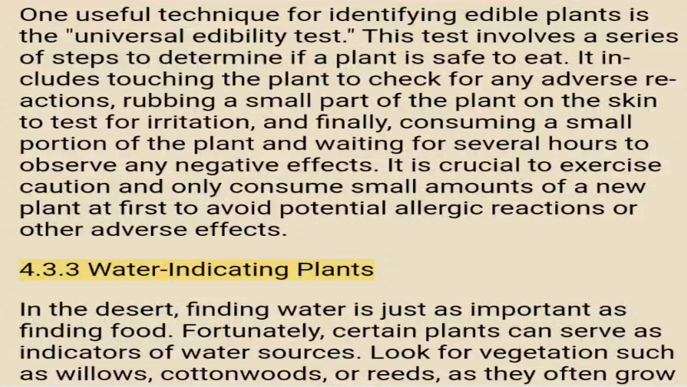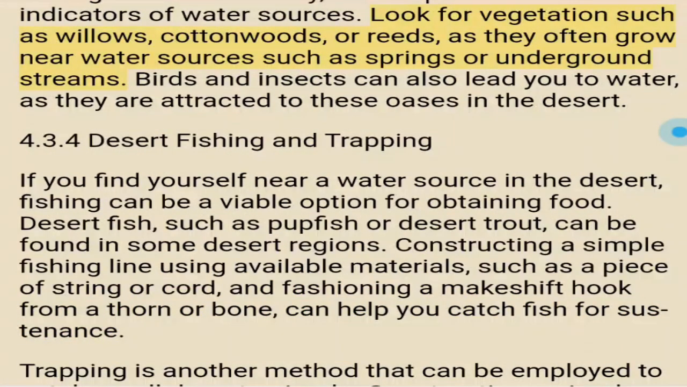4.3.3 Water indicating plants. In the desert, finding water is just as important as finding food. Fortunately, certain plants can serve as indicators of water sources. Look for vegetation such as willows, cottonwoods, or reeds, as they often grow near water sources such as springs or underground streams. Birds and insects can also lead you to water, as they are attracted to these oases in the desert.